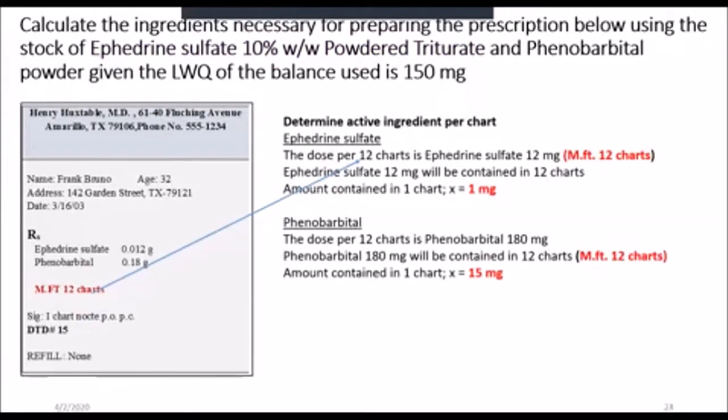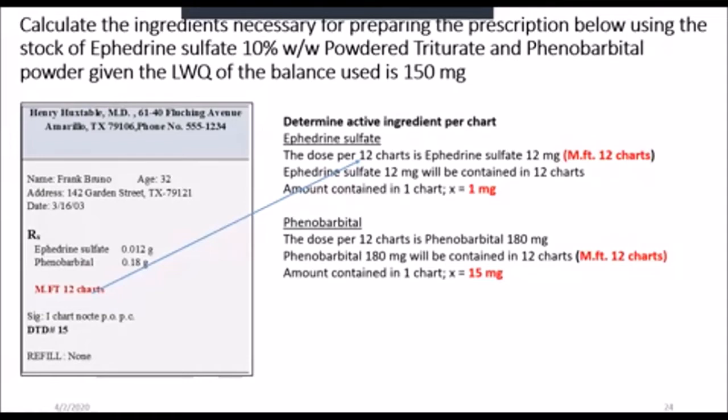I mentioned the MFT, so we're going to look at it in more detail. MFT 12 charts means mix and make 12 charts such that the 12 charts will contain 12 milligrams of ephedrine, 180 milligrams of phenobarbital. Now, as I always say, we can't weigh all 12 charts at once. So we're going to have to determine how many milligrams of each of these drugs will be contained in one chart. 1 milligram would be for one chart for the ephedrine. 15 milligrams will be for one chart for the phenobarbital.